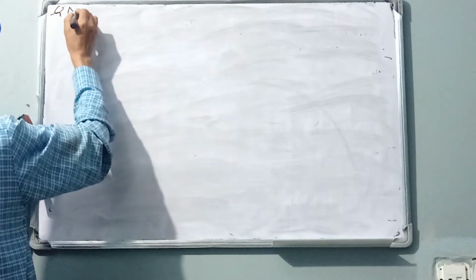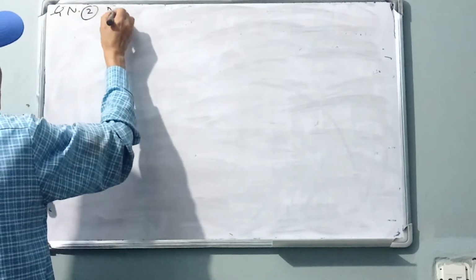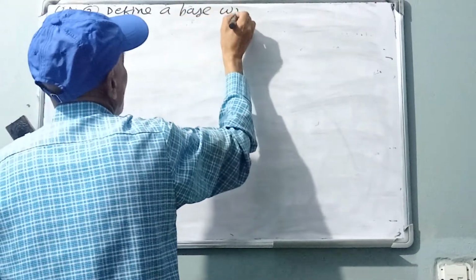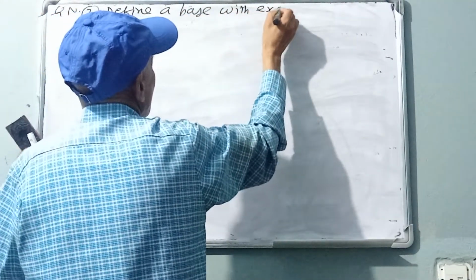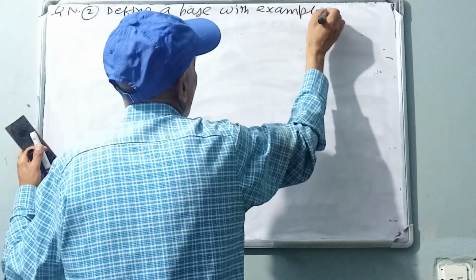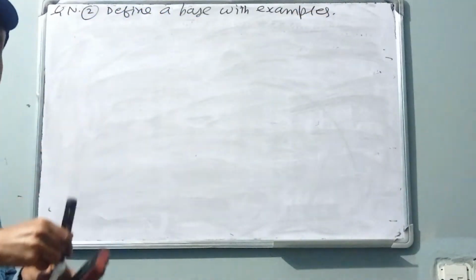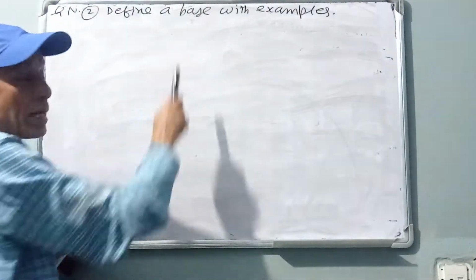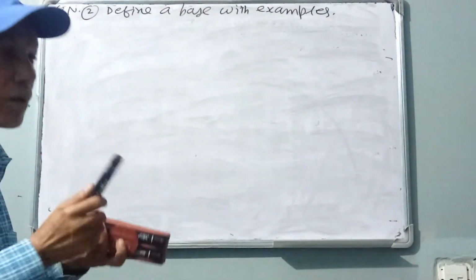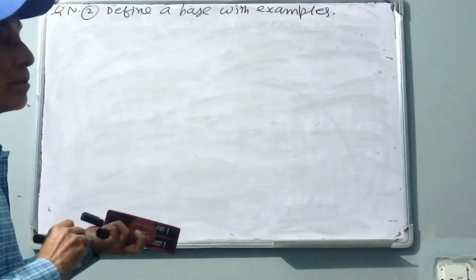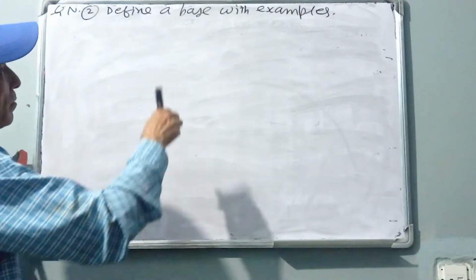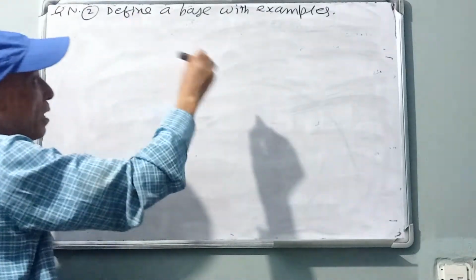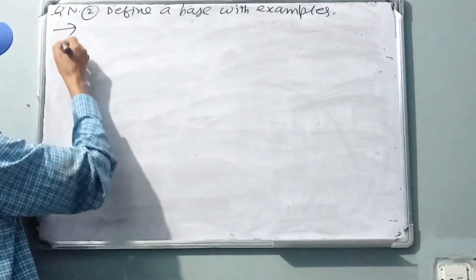Question number 2. Define a base with examples, with some examples, like acid. The difference: acid gives hydrogen ion, but a base gives oxide ion or hydroxide ion. Acid gives hydrogen ion, whereas a base gives oxide ion or hydroxide ion. This is the difference.